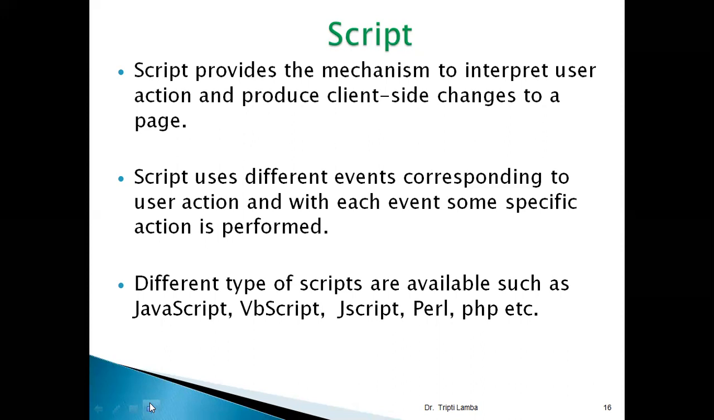So it uses different events corresponding to a user action. Just now I said, on click, on submit button, I should get my marks. Suppose the roll number I entered is wrong. It should pop up with a message: wrong roll number, try again, or whatever information you want to give. There are different types of script available: JavaScript, VB, Perl, PHP, etc. In detail, in my next video, I will explain more about script.